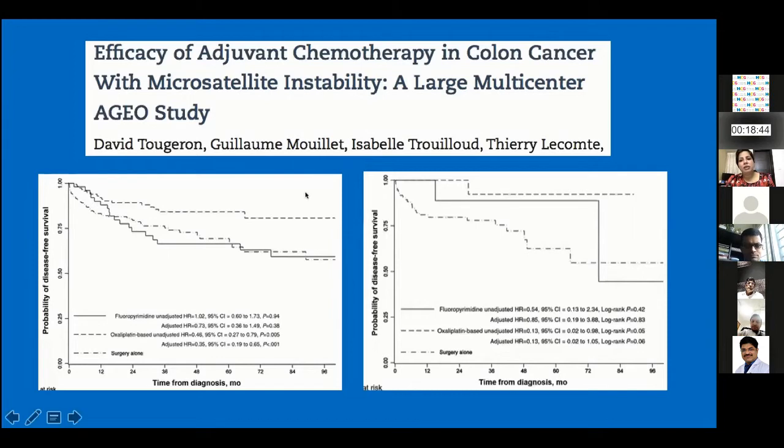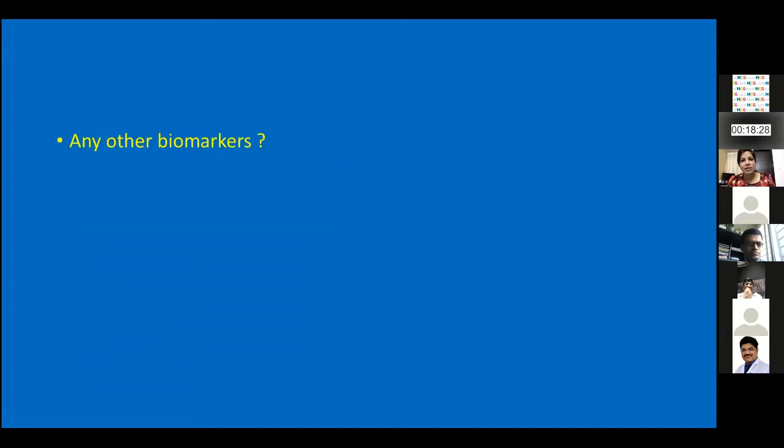And the first graph is the graph of all the patients combined, and the second graph is the graph of the patients who had stage 2 disease, and there was a trend to increase DFS. So MSI high or deficient MMR status is one category where we can consider addition of oxaliplatin.